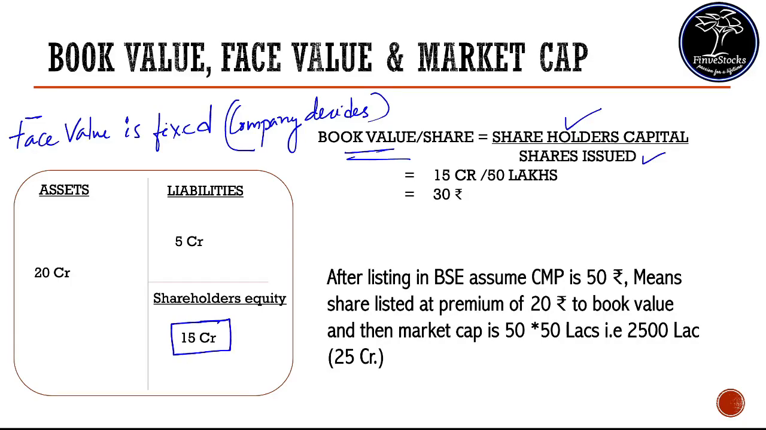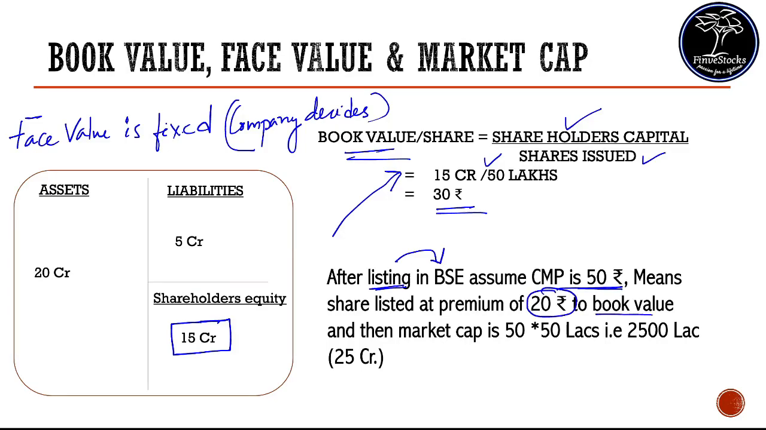So if you see in this example, book value per share is 15 crores, that is the shareholders' capital, divided by 50 lakhs, that is the total number of shares issued. So the book value is 30 rupees. Assume after some time the company got listed in BSE. So it listed with a current market price of 50. That means it is listed with a premium of 20 rupees to the book value.